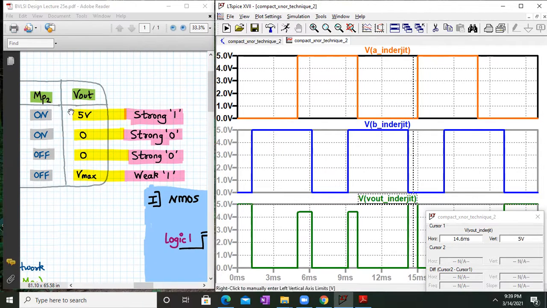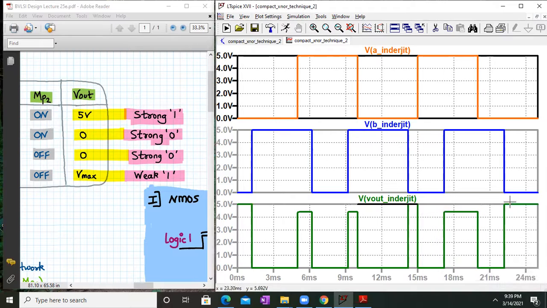And let us check the last condition, 0 and 0 again. So whenever we have 0 volt and 0 volt for both the inputs, the output is 5 volt. Here it is exactly, clearly visible, 5 volt, and we can say we have a strong logic 1 over here. So in this way we can check the remaining functionality of this circuit, but the only limitation of the circuit is that we have a weak logic 1. So the output voltage swing is limited.